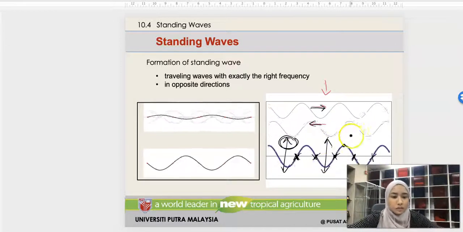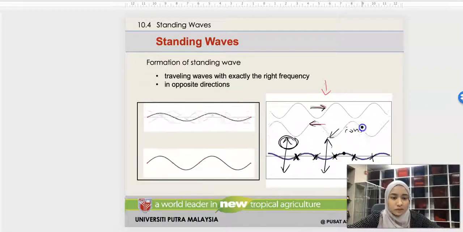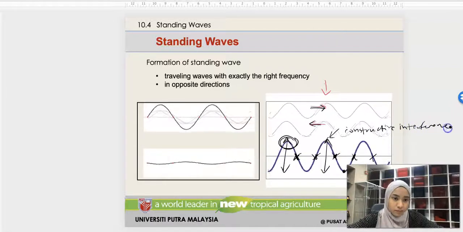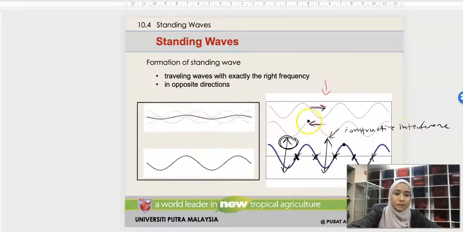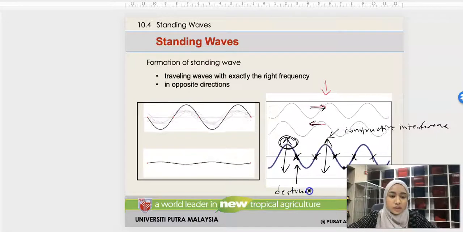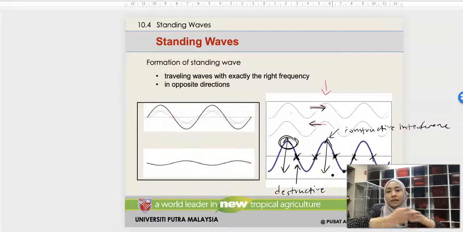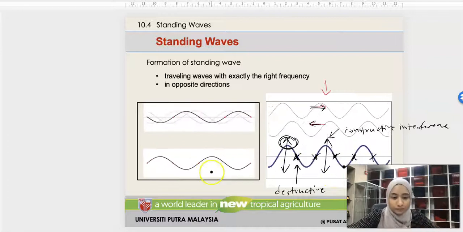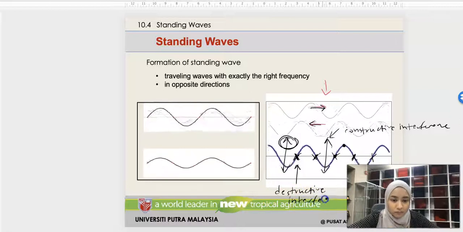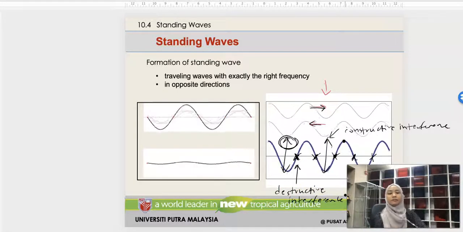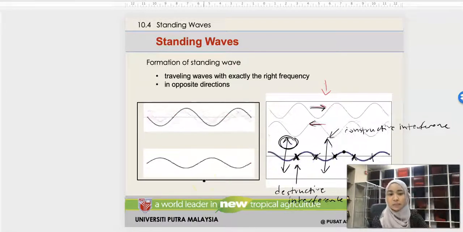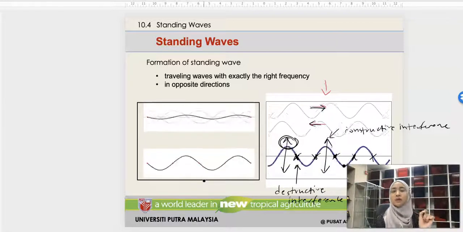So this occurs when constructive interference happens, and these points occur when we have destructive interference, which means that when they overlap, they cancel out with each other and give you a zero. Destructive means you are destroying that wave. Well, not technically, but destructive means like that. So constructive interference gives you the up and down, the maximum and the minimum, and destructive interference gives you the zero.